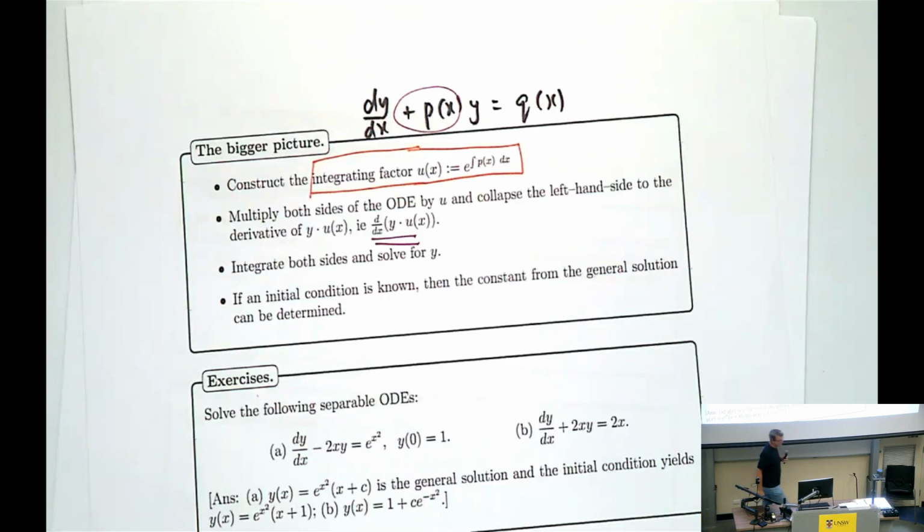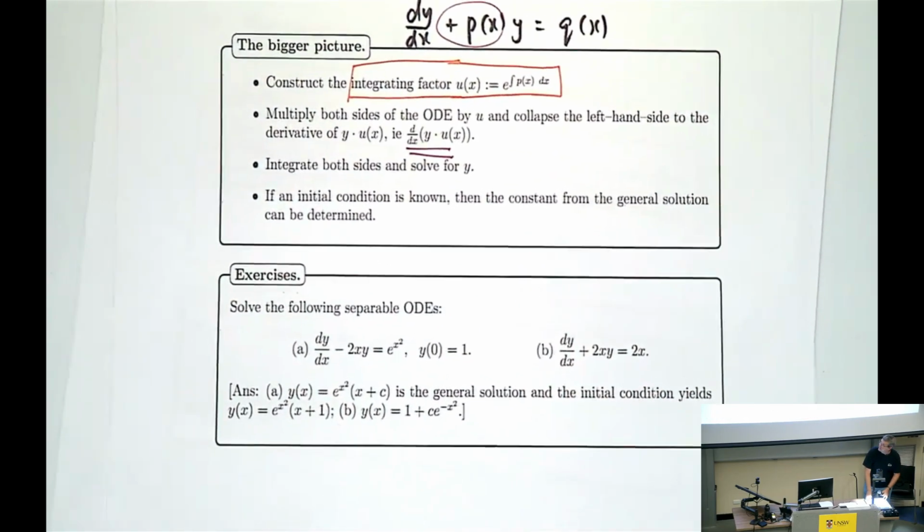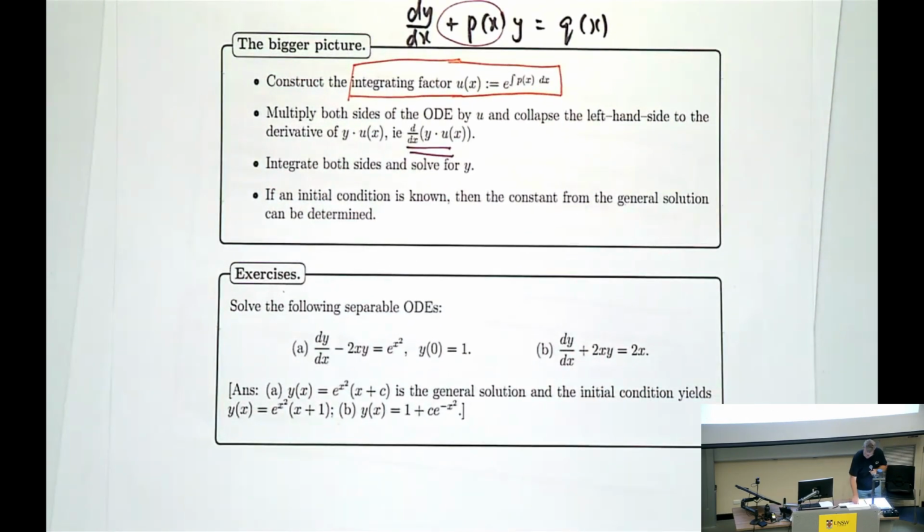Let's do an example where it's not so easy. So what have I got here? I'll do this one, part B. What are we looking for? In part B, we're looking for a function y such that its derivative plus 2x times the function adds up to give you 2x. We'll look at applications of these later, but we're just solving them at the moment.